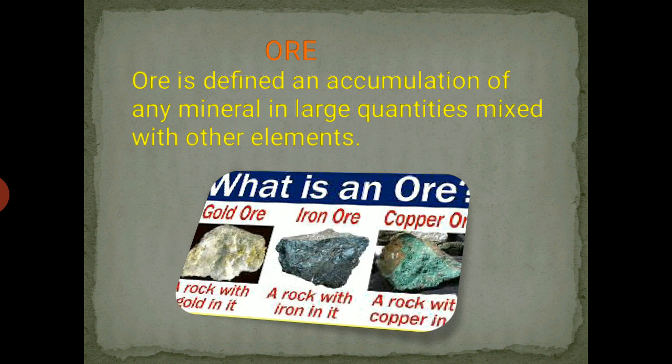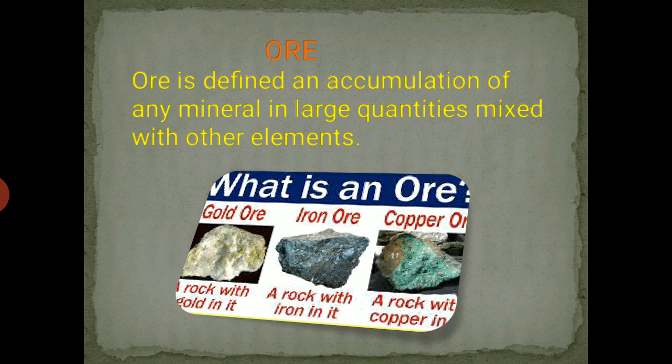Children, there are some rocks which contain metals in large quantities. Such rocks are called ores. Now, what is an ore? How can we define an ore? Ore is defined as an accumulation of any mineral in large quantities mixed with other elements. Each mineral has its own ore. For example, iron has its ore, that is known as hematite. Aluminium has its ore, that is known as bauxite. These ores are economically very important for us, because these ores contain metal in large quantities.